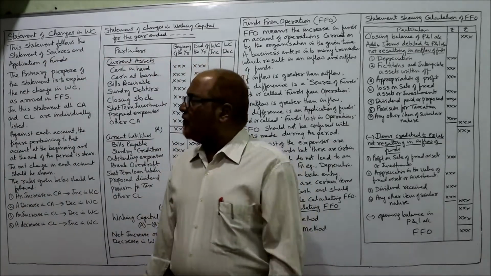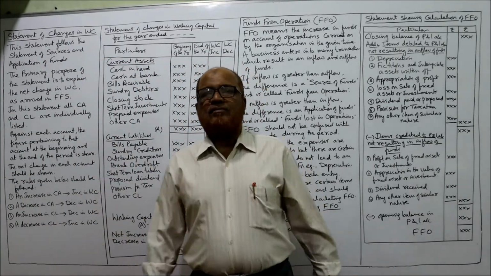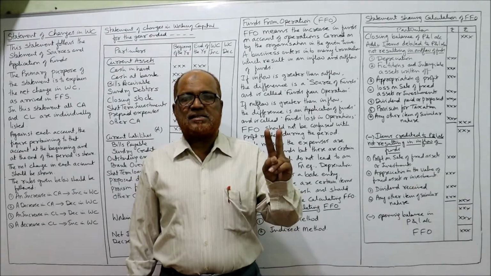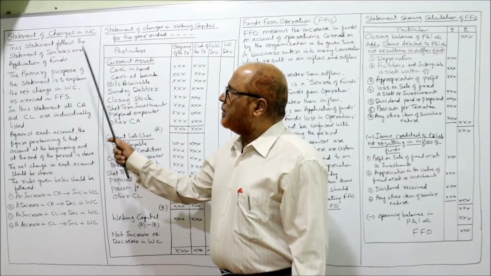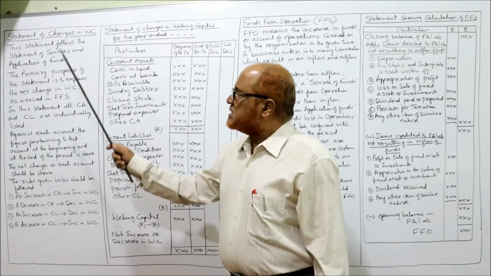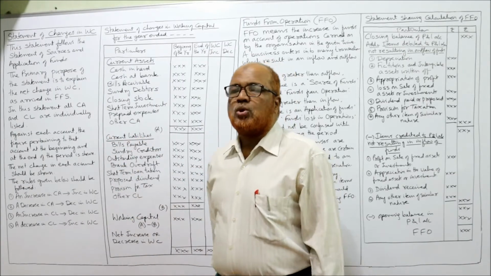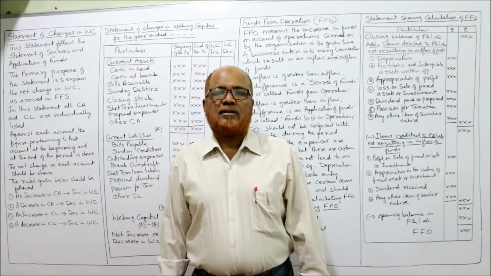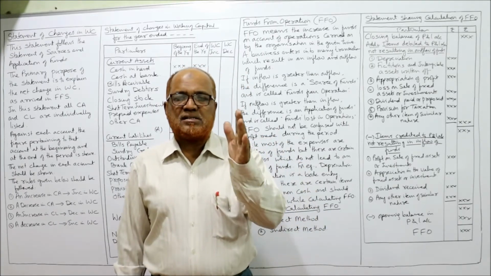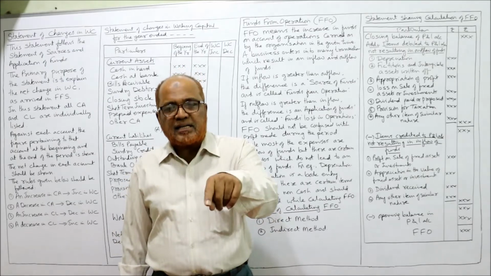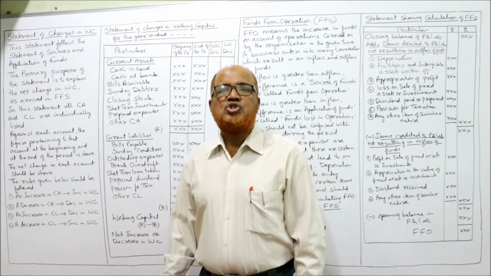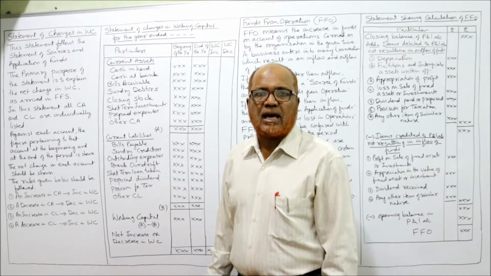Now first of all, the statement of changes in working capital. This is the second statement of the funds flow statement. This statement follows the statement of source and application of funds. That means the first statement is the statement of source and application of funds, and the second statement is the statement of changes in working capital.